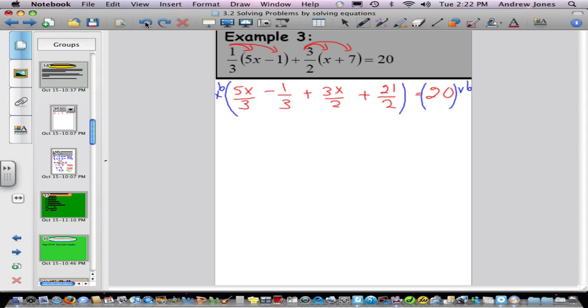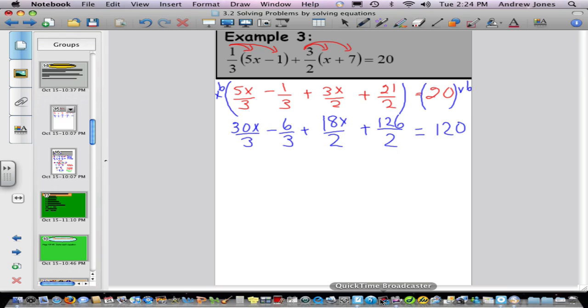Okay, let's solve. If we multiply 5x over 3 by 6, we have 30x over 3. Follow the pattern. Minus 6 over 3 plus 18x over 2 plus 126 over 2 equals 120.